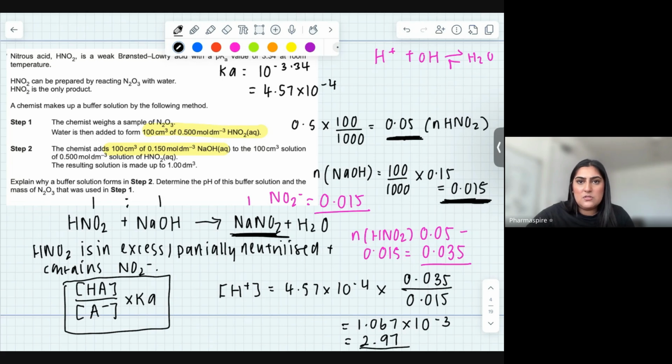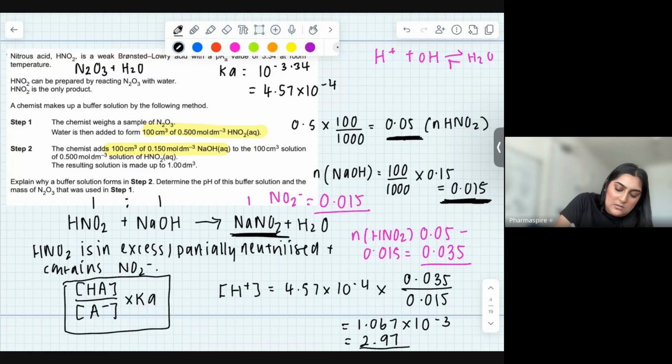Right. So the next part of the question is saying we need to calculate the mass of N2O3 and HNO2. Well, they basically said that N2O3 reacts with water to give you HNO2 as the only product, okay? So if we balance it, what do I need?